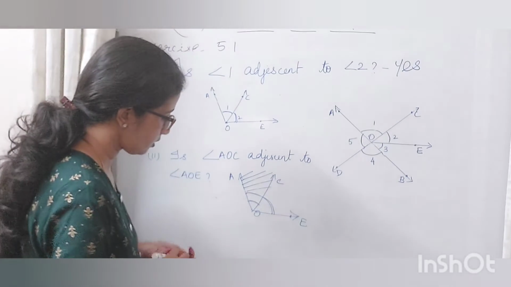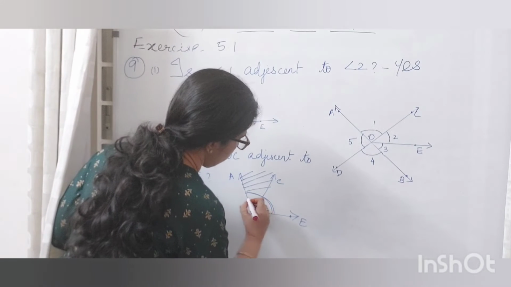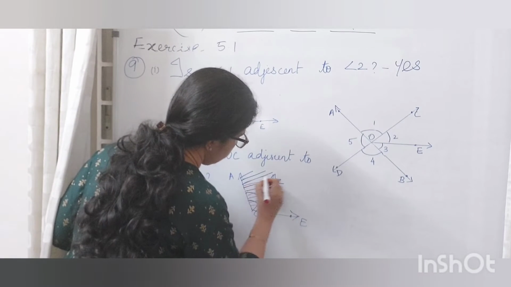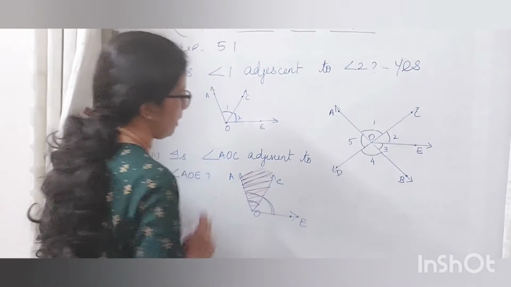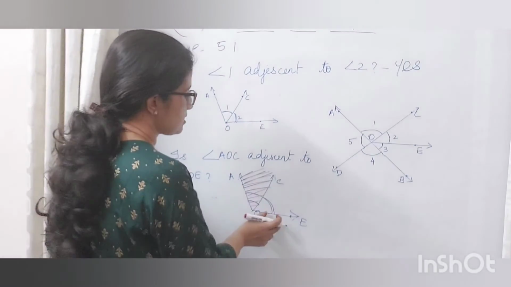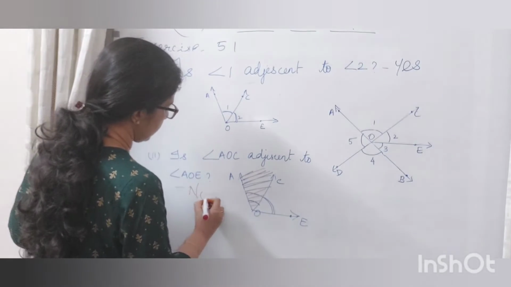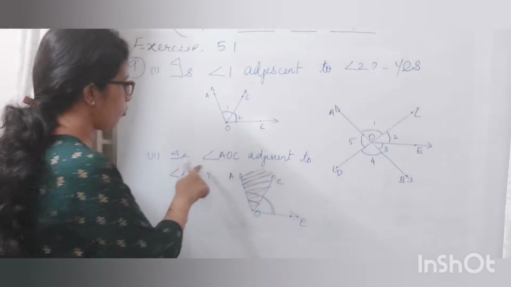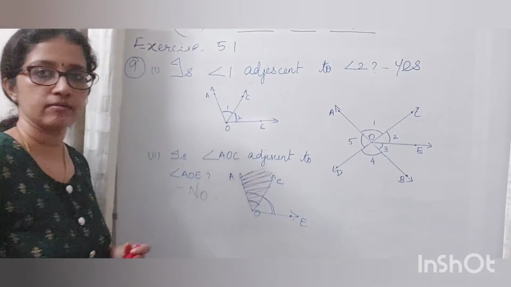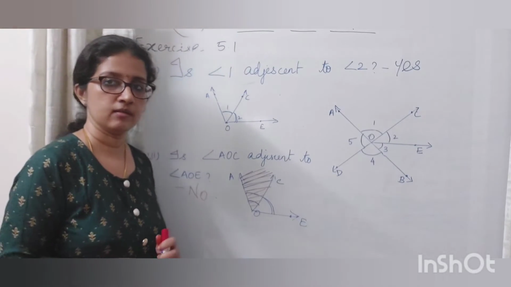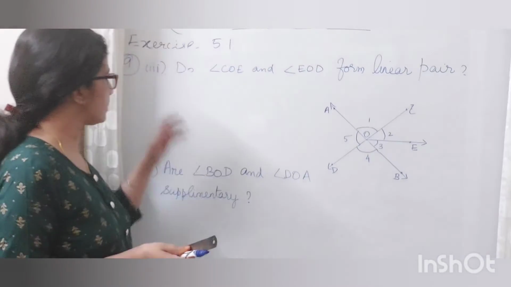This region is overlapping, right? AOC and AOE, this region is overlapping. So these two angles are not adjacent angles. So the answer for the second one is no. AOC and AOE are not adjacent. Clear with this? Okay, now let's move on to the third question.